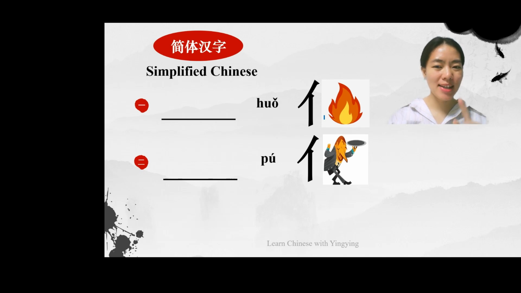So the first one is 火. 火, it means a partner. The second one is 仆. 仆, it means a servant.